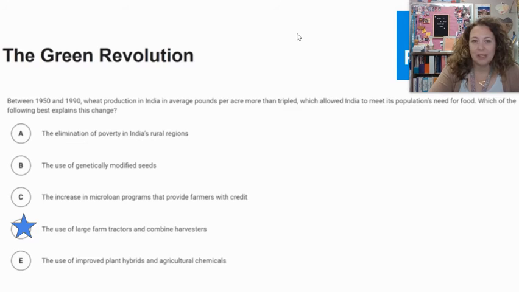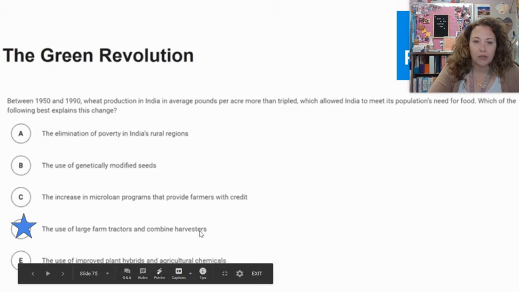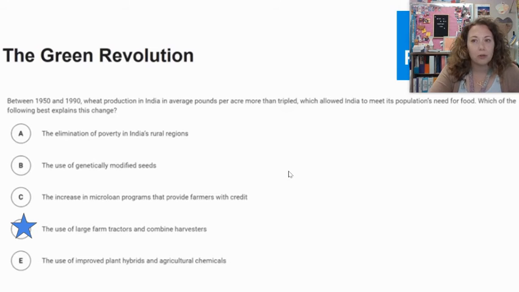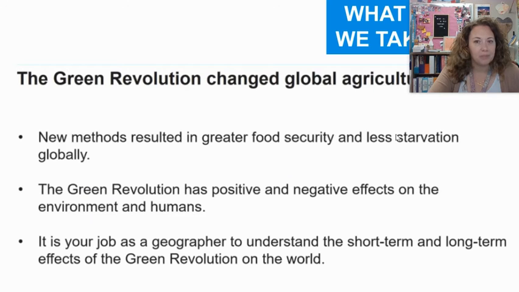Okay, little quiz here. Between 1950 and 1990, wheat production in India in average pounds per acre more than tripled, which allowed it to meet its need for food. Which of the following best explains this change? The use of large farms, tractors, and combine harvesters. So see, that's a good thing. People in India got food that may not have typically had it.